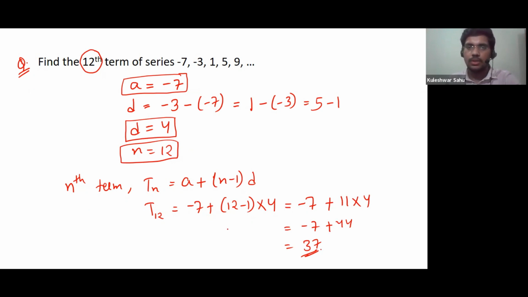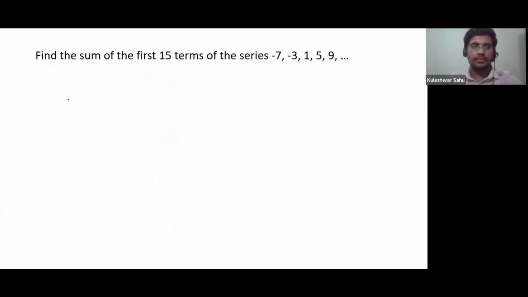Let's move to the second question of arithmetic progression. It says find the sum of the first 15 terms of the series -7, -3, 1, 5, 9. Sum of the n terms is denoted by Sn, and the formula that we have already seen is n/2 [2a + (n - 1) d].